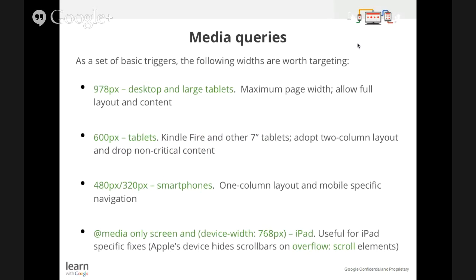You can see that for each screen size, you can have a specific design and layout. All of these can be done through media queries in your code. And the example pixels given here are for desktop and large tablets, and smartphones, as well as media-only screens for specific devices only.